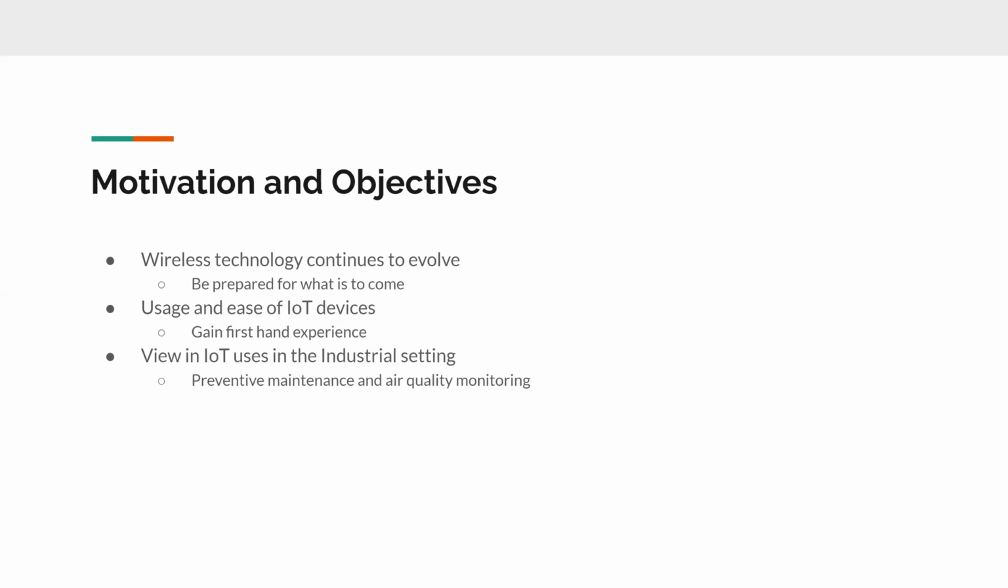Our motivation and objective: the wireless technology continues to evolve. So, in that particular section, our goal is to be prepared for what is to come. The second is the usage and ease of IoT devices, so we focus on gaining first-hand, hands-on experience. And the third is the view of IoT use in the industrial setting for preventive maintenance and air quality monitoring.